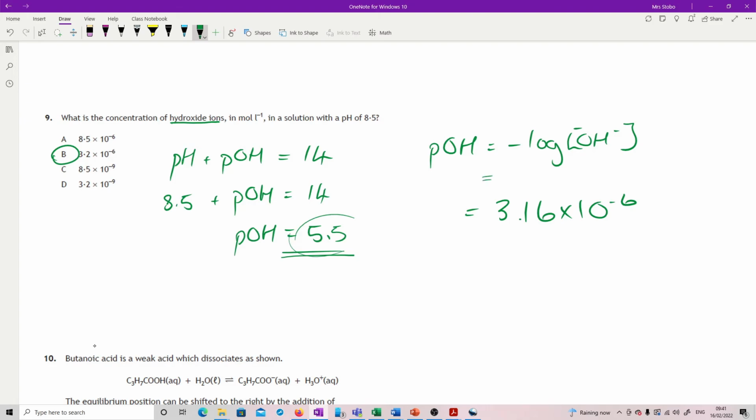Okay. Your calculator might be different in how you're doing it. Mine was second function on the log, which gave me something that looked like that, and then plug in minus 5.5 there to give me my answer. Make sure you're happy with how you get that on your calculator.